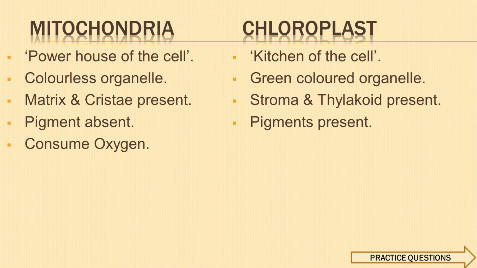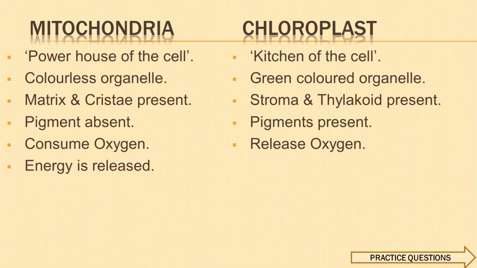Mitochondria consume oxygen. Chloroplast release oxygen. In mitochondria, energy in the form of ATP is released by breaking down organic food, producing carbon dioxide and water. Chloroplast stores energy in the form of glucose and uses carbon dioxide and water to produce it.